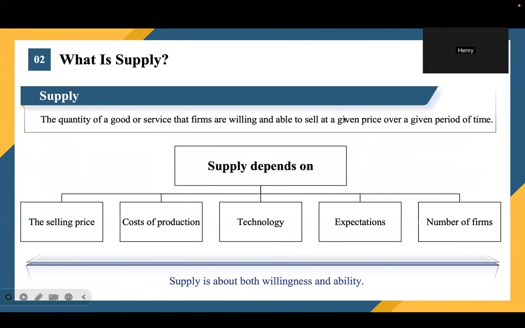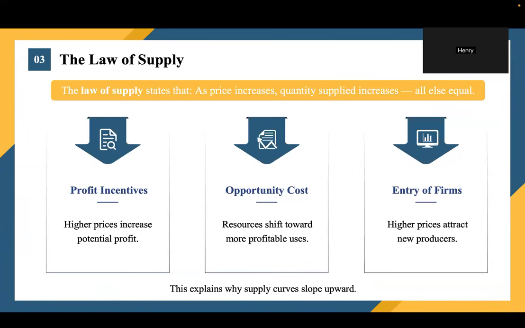Now, what is supply? Supply is about both willingness and ability. It refers to how much of a good or service firms are willing and able to produce at different prices. Just like demand, supply depends on incentives and constraints. But instead of consumers maximizing satisfaction, firms are typically trying to maximize profit. This leads us to the law of supply.